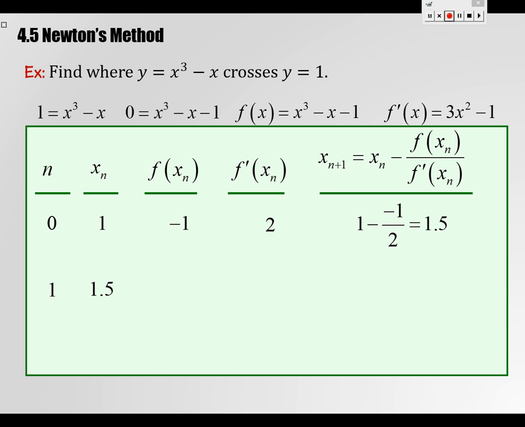Now, after one iteration, we have 1.5 as our new guess. I might call that x1, right? This was x0. This is x1, our guess after only one iteration. All right, then do this again.